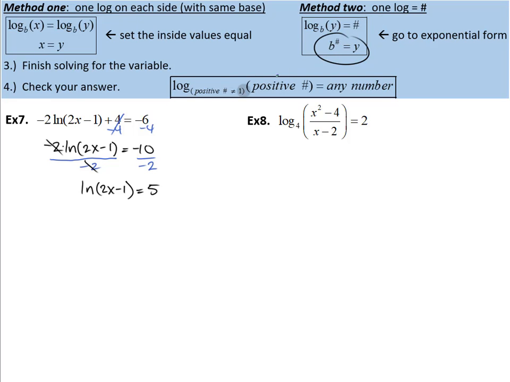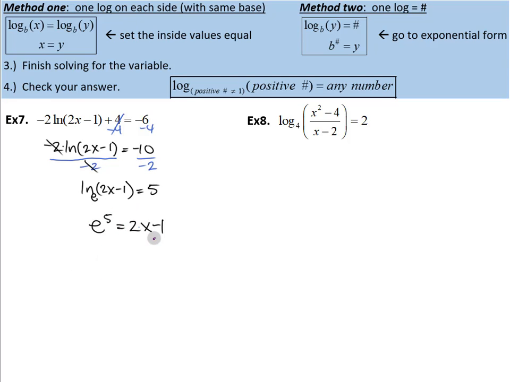Let's change it to exponential form. Now, if you remember, the base of the natural log is that number e. So when we write this, it's going to be e to the 5th power equals 2x minus 1. Okay, that's log form, exponential form. Now we do need to finish getting x by itself here. We could calculate e to the 5th, first keep a few extra decimals, subtract 1 and divide by 2.